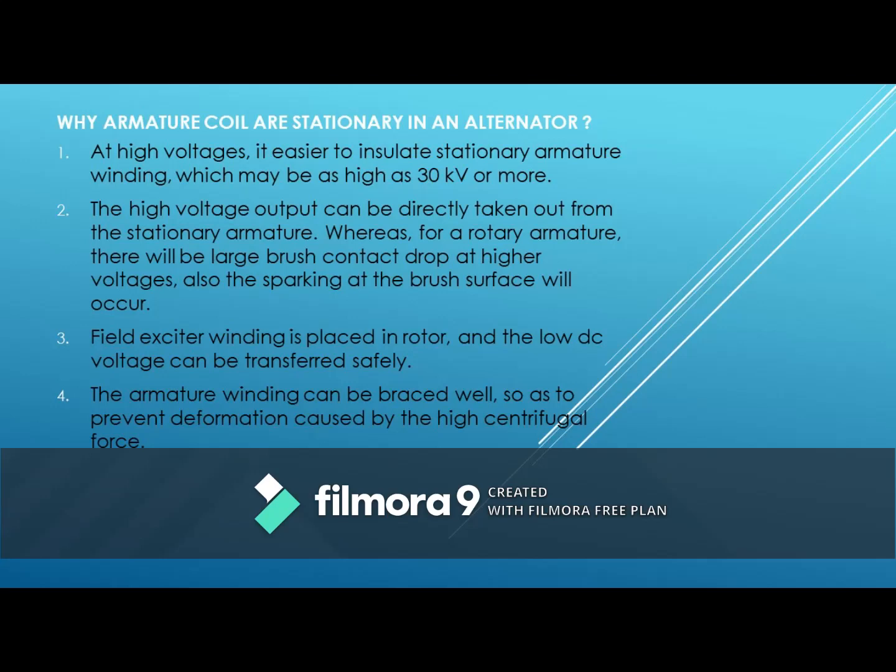First, at high voltage, it is easier to insulate the stationary armature winding, which may be as high as 30 kV or more. Second, the high voltage output can be taken directly from the stationary armature, whereas for a rotary armature there would be a large brush contact drop at higher voltage. Also, sparking at the brush surface would occur. Third, the field exciter winding is placed in the rotor and the low DC voltage can be transferred safely. Fourth, the armature winding can be braced well to prevent deformation caused by high centrifugal force.